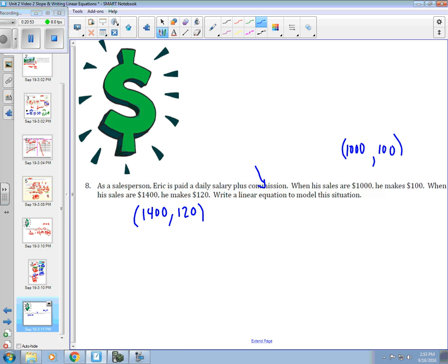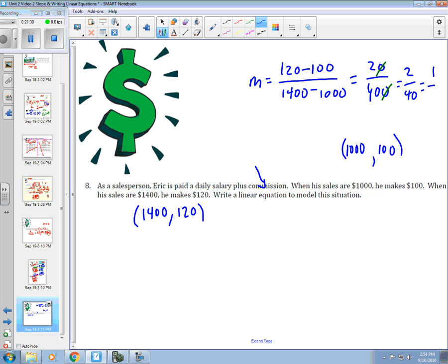So if we put in our y2 and y1, we got 120 minus 100 over 1,400 minus 1,000. Looks like we get 20 on top, 400 on bottom. If we divide that, we're not going to get a whole number, but what we could do is simplify it a little bit here. We could divide both of these by 10, and now we got 2 over 40. And we could simplify that. 2 goes into both of those, so it's simplified to 1 over 20. Looks like our slope is 1 over 20.